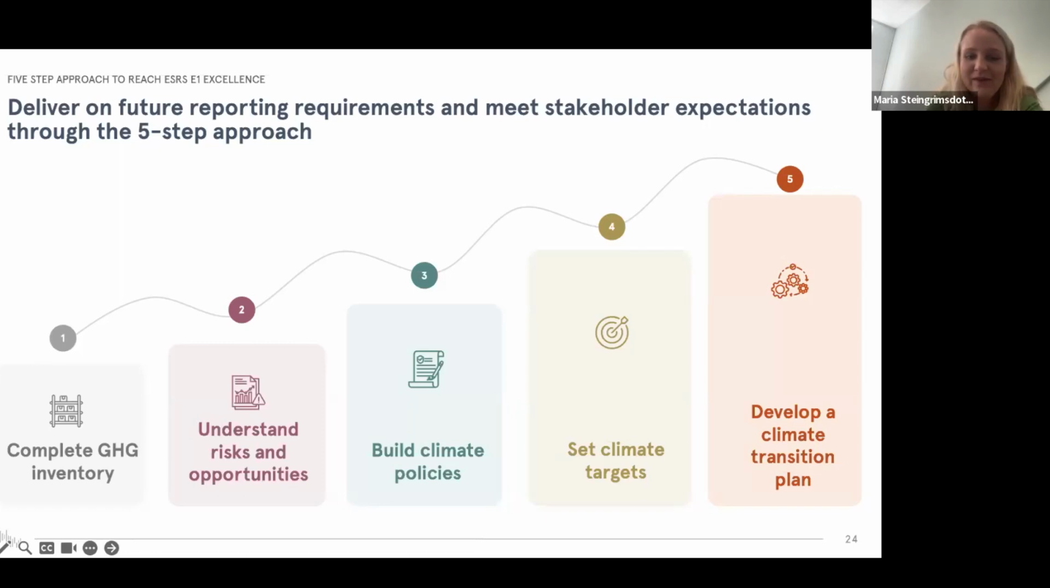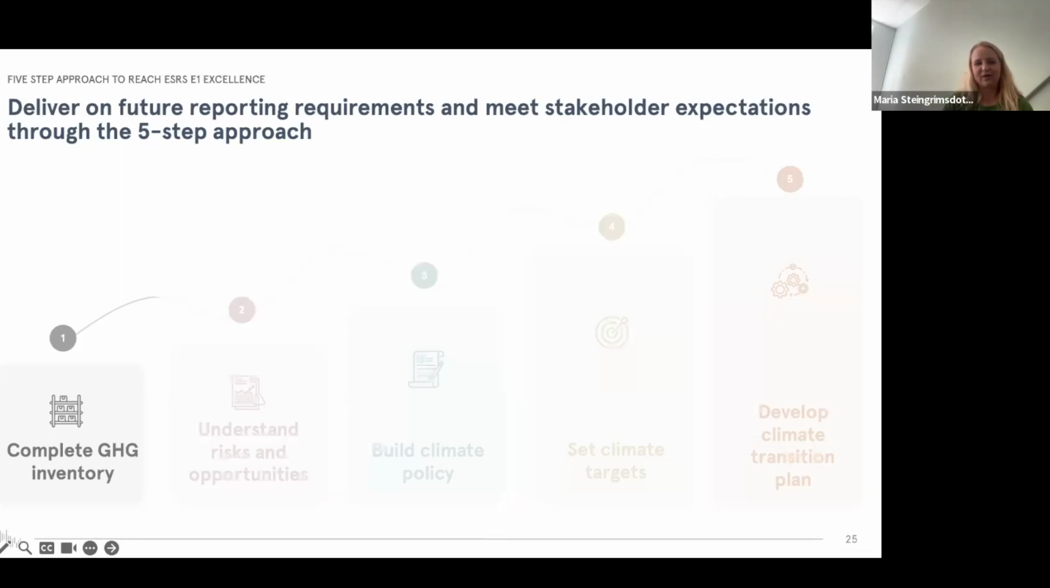Many companies will already have completed some or many of these boxes here, and then it's about making sure that the way you have done it answers the necessary data points that are required by the ESRS, while other companies are just at the starting point. And for them, we recommend starting with the first one here and going through all of these 5 steps. And now I will go deeper into each of these 5 steps, starting with the greenhouse gas inventory.